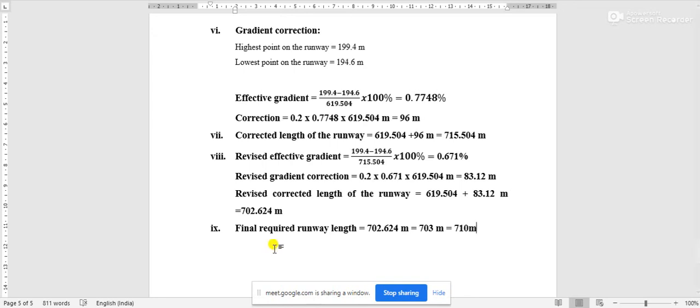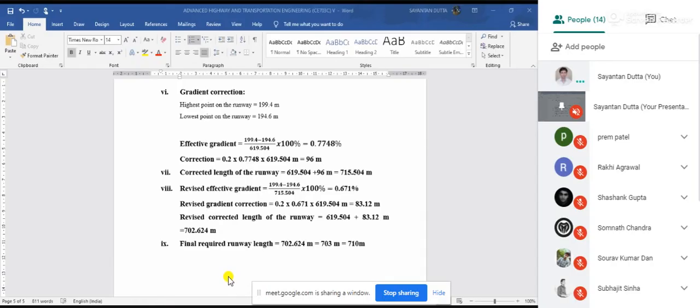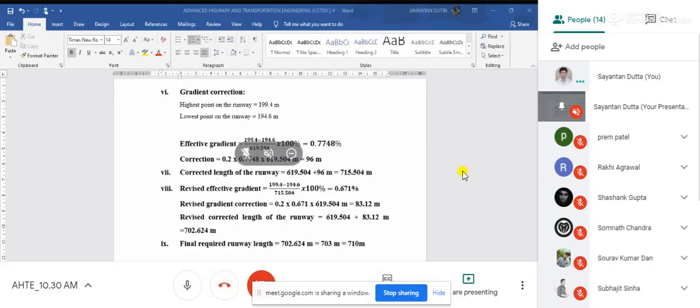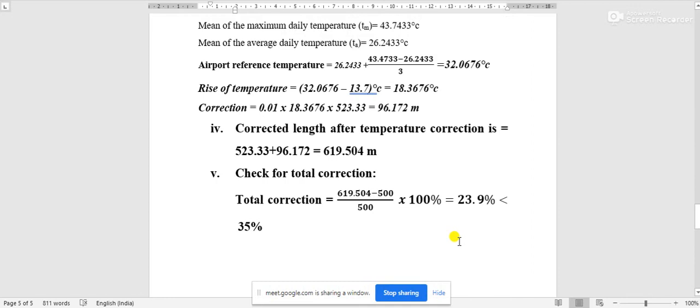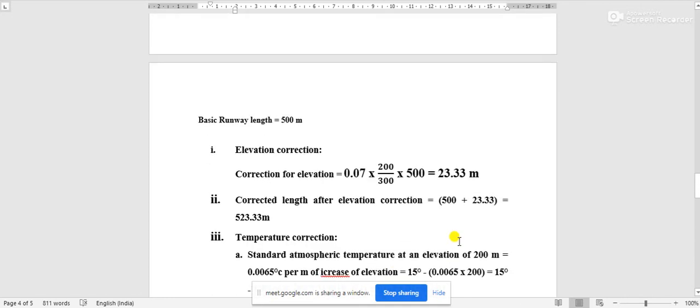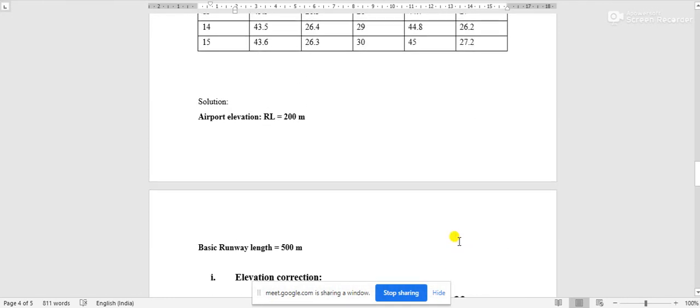Okay, this is all about corrections for runway length. Is there any problem up to this? This is the full length problem for the correction of runway length from the basic runway length.